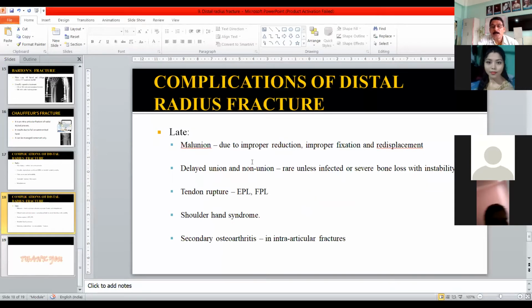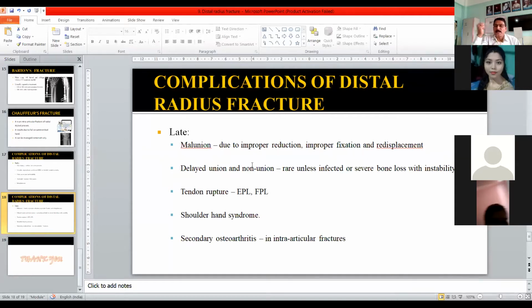Delayed union and non-union are very uncommon because these are very soft bones. It is a cancellous bone, so union is not a problem. But malunion may be there. Union in angulation, deformity, is a very common thing. Malunion may be there, but non-union and delayed union are not very common in case of this fracture. Non-union is not common. It unites, but it unites many times in a deformity. This is called malunion.